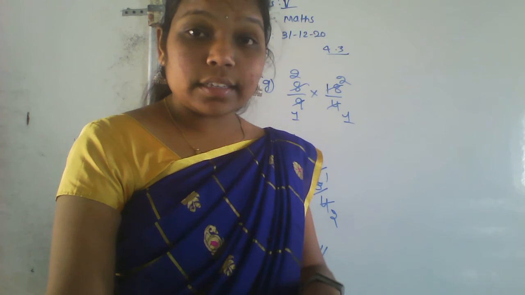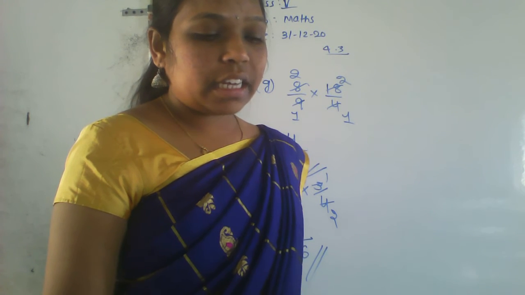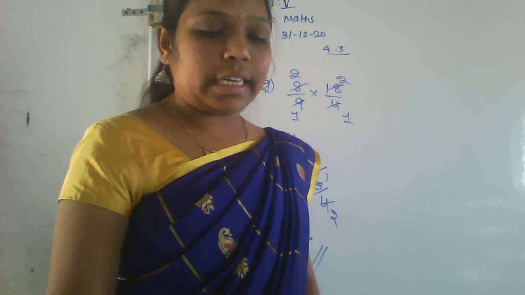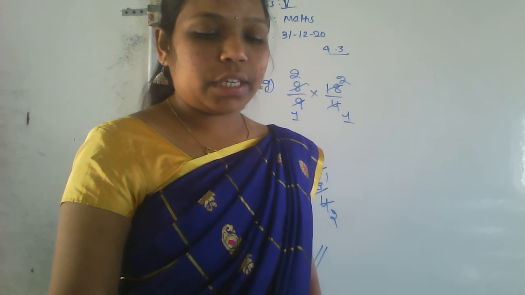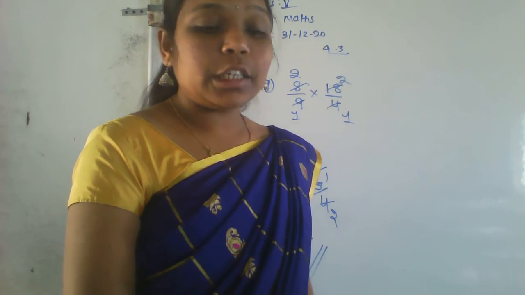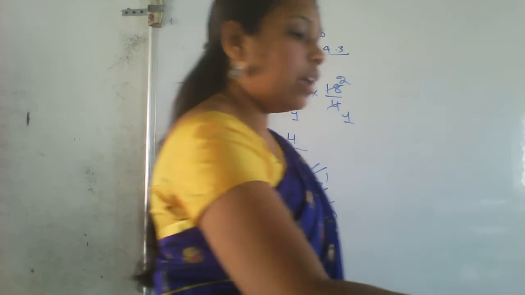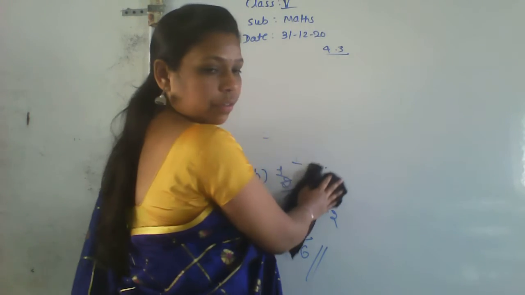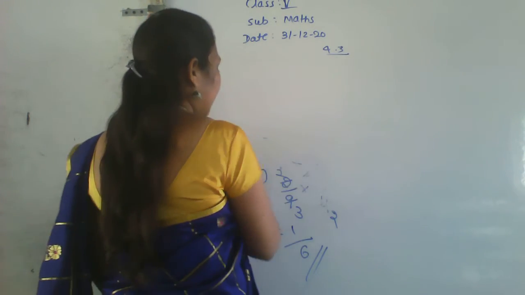Now go for the third main. What is the third main they given here? The weight of a packet of cookies is 3 by 4 kg. Then what is the weight of the 20 packets? Okay, so they given here the weight of one packet. What is that? Packet of cookies.